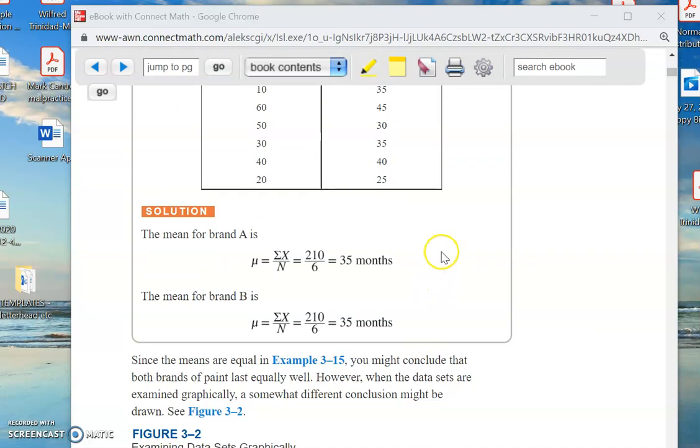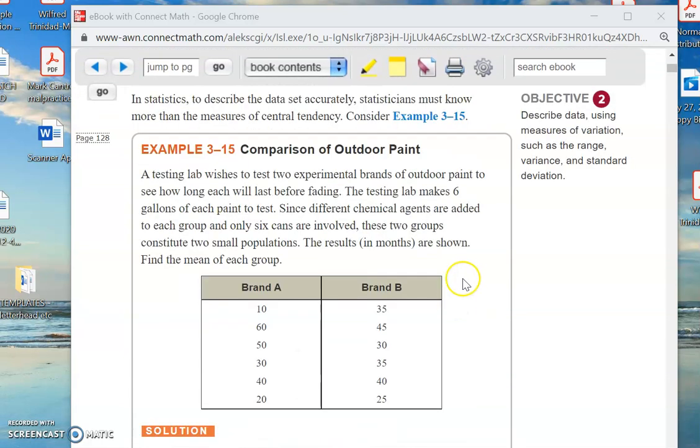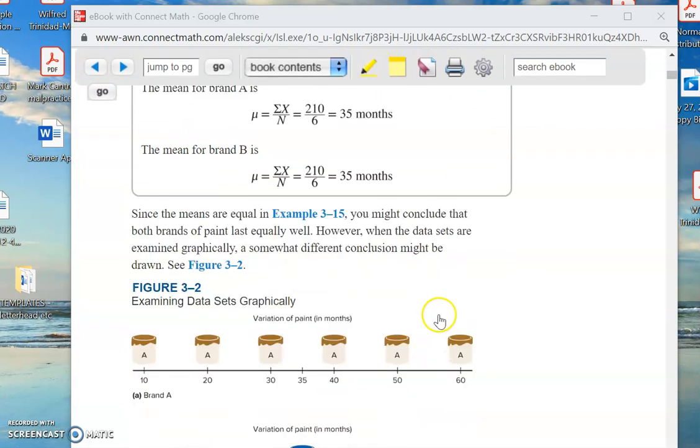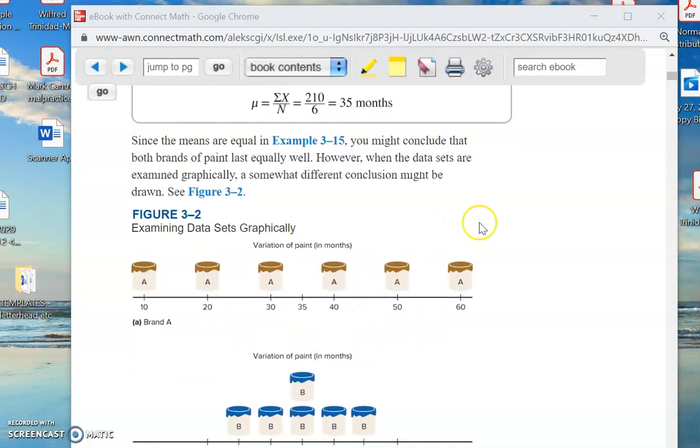It's 35 months. So you would be tempted at this point to say, well, on average, they last the same amount of time, so there's no significant difference between them. Either one is just as good. Well, that's not true, because sometimes what you're really concerned about is the variation. You could conclude that they last equally well, but when you examine them graphically, a different conclusion might be drawn.